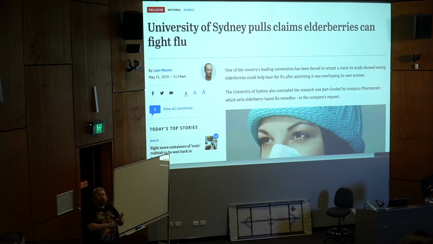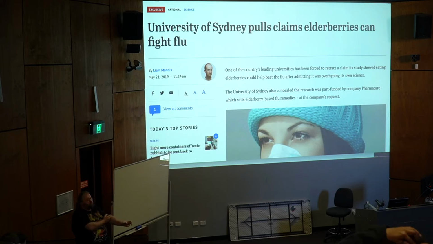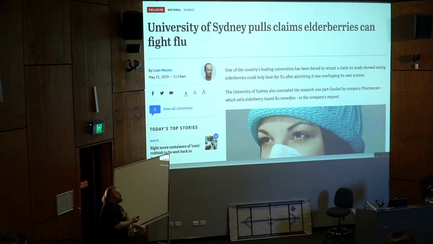Now there is some evidence that, because elderberries have a high amount of vitamin C in them, they can help. But what was happening here is that this research paper got retracted because essentially, if you read the article, the researchers took some tissue cultures of some cells that were infected with the flu and put elderberry juice on them. The elderberry juice apparently killed the flu, what's the word?